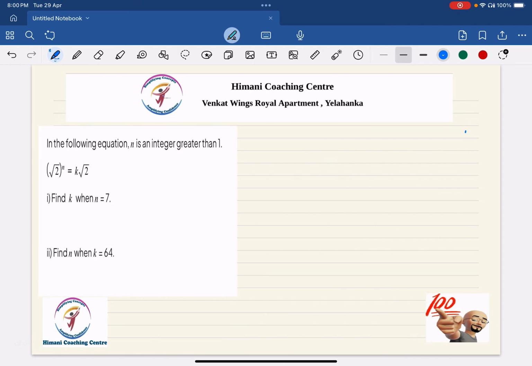Now let us look at this question. It says in the following equation, n is an integer greater than 1, root 2 to the power n equals k root 2. Find k when n equals 7. Okay. So if I have to find k, what should I do? I will write root 2 to the power 7, which is equal to k root 2. Now root 2 to the power 7 means what?